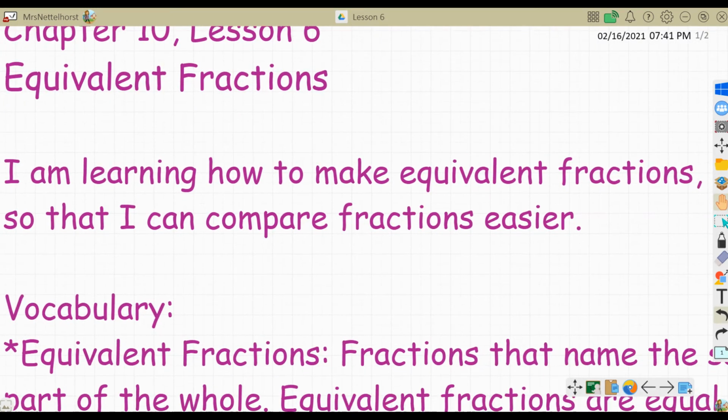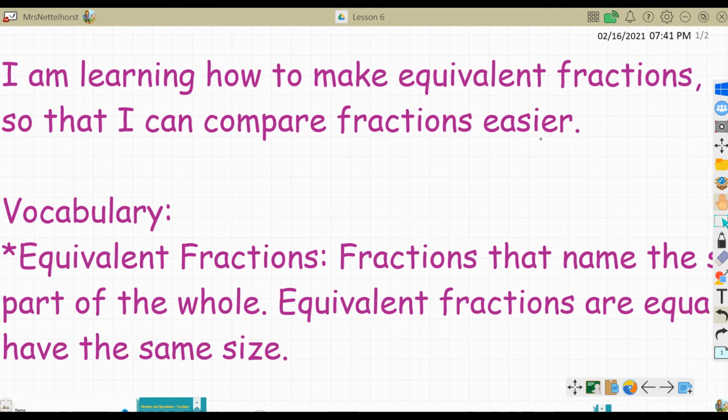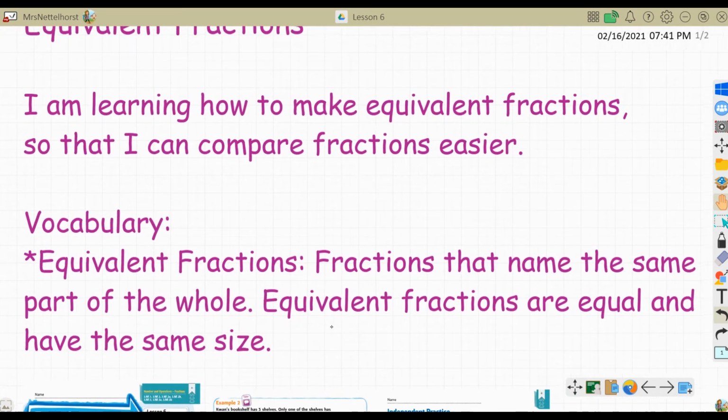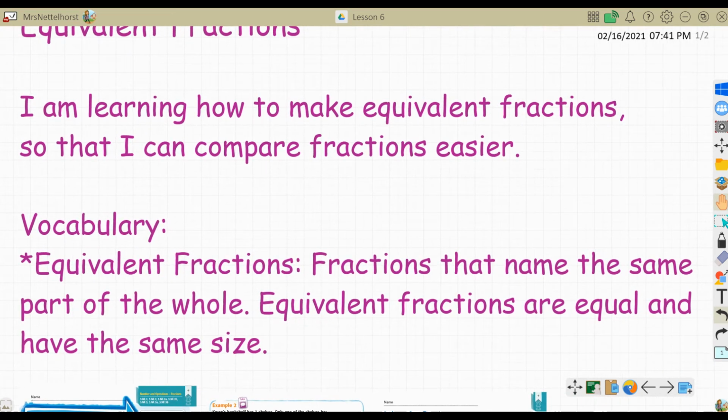So let's look at some vocabulary that we need. So here is our vocabulary for this lesson. Equivalent fractions are fractions that name the same part of the whole. Equivalent fractions are equal and have the same size. Notice that you can kind of see the word equal in the word equivalent. Let's take a look at that really quick, and this will help you to remember what equivalent means.